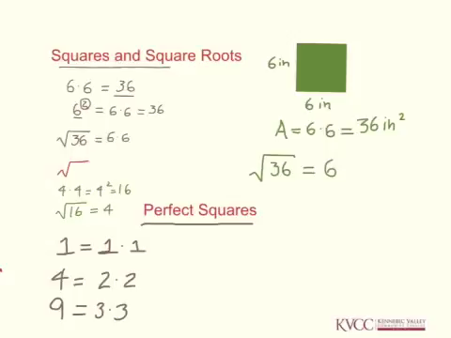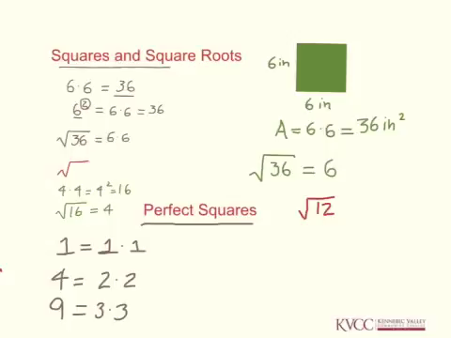Take, for example, the square root of 12. So we know that 12 has a square root because there is a square that can be created with area of 12, but its sides will not be a whole number integer. So it's not considered a perfect square.